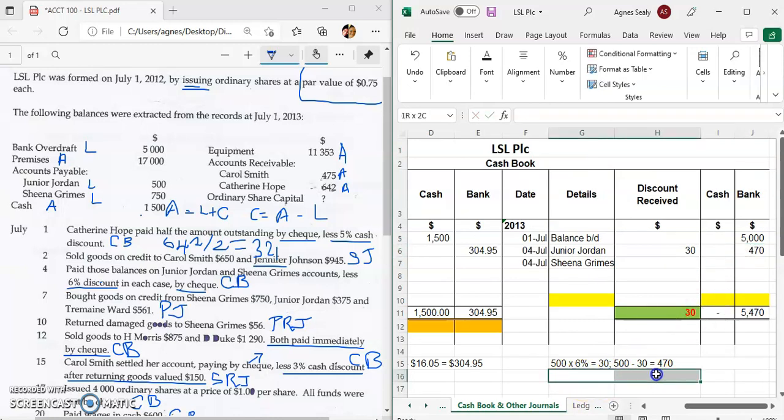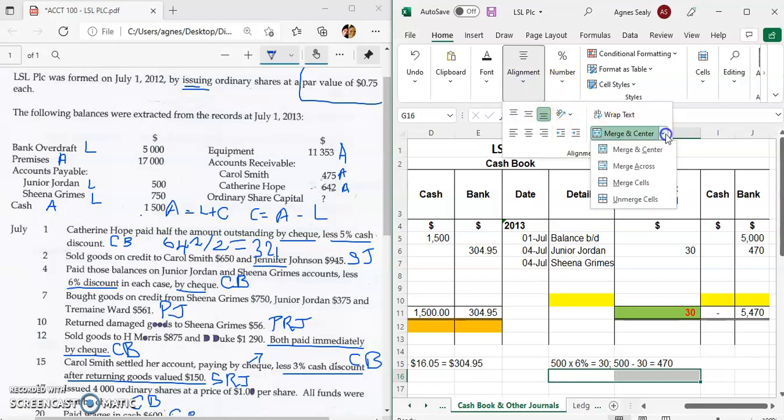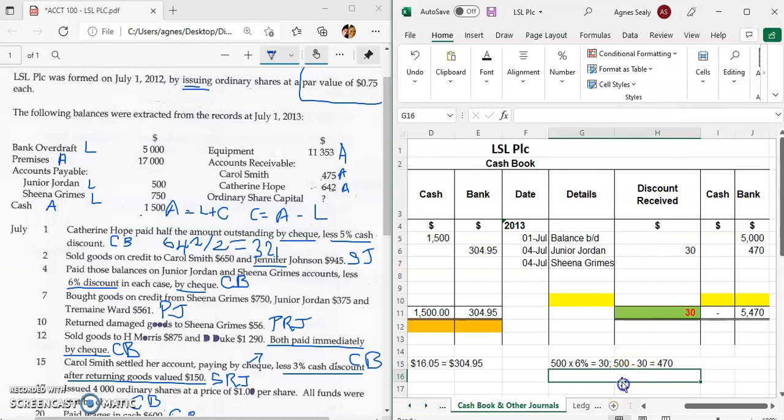So that's Sheena Grimes. The amount owed is $750, and it is a 6% cash discount. So $750 times 6% is $45. And then $750 minus $45, the amount the check was written for was $705. So the discount $45 and $705. When we return, we will continue our transactions.